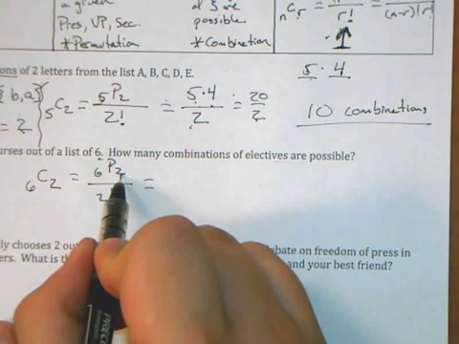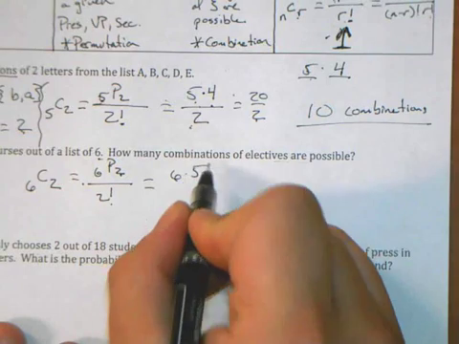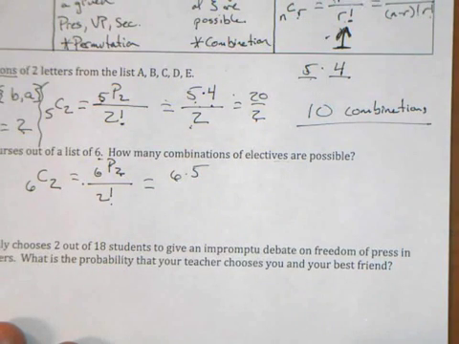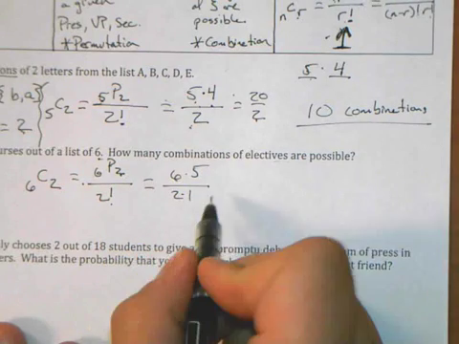So it's 6P2 over 2 factorial. 6P2 is lists of 2, and I have 6 choices. 6 for the first number, 5 for the second. And I'll divide that by 2 factorial, which is 2 times 1.